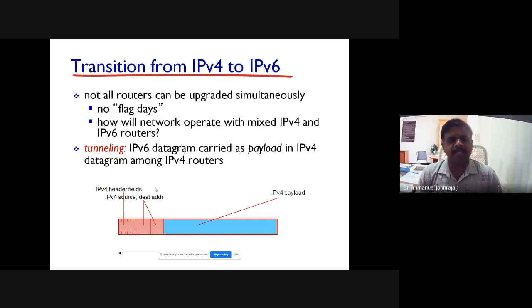Okay, now the question is, sir, if you look at the first line on the screen, it says not all routers can be upgraded simultaneously. Why can't this be done? The first reason is no flag day.